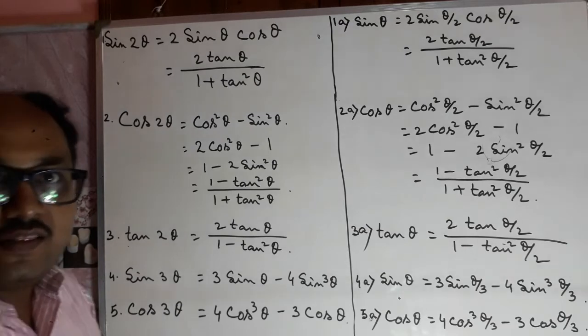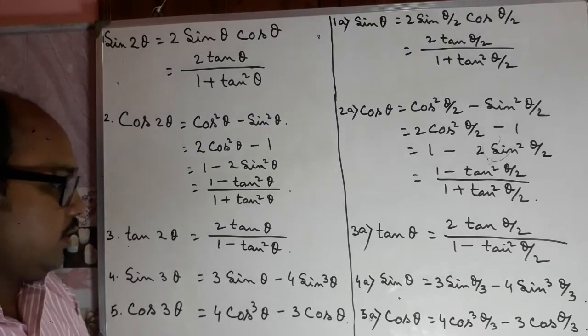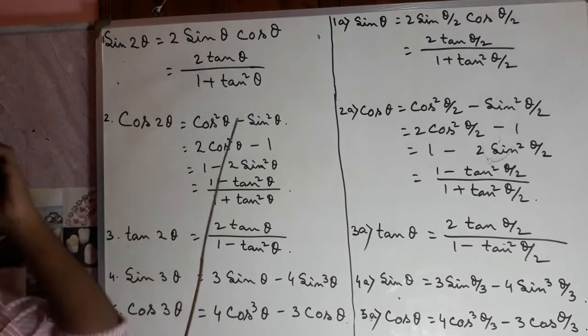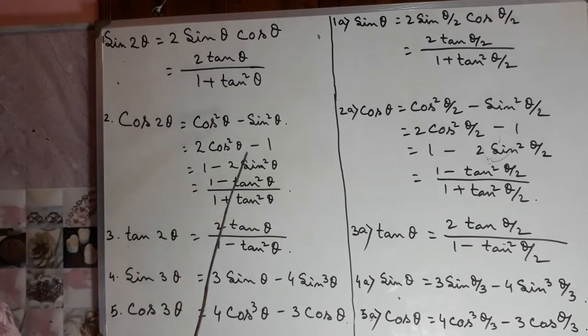So let us see again the formulas in multiple angles. Sin 2θ, that is 2 sin θ cos θ, or in terms of tan, 2 tan θ by 1 plus tan² θ. Cos 2θ, that is cos² θ minus sin² θ, 2 cos² θ minus 1, 1 minus 2 sin² θ, and in terms of tan, (1 minus tan² θ) by (1 plus tan² θ). Then tan 2θ, 2 tan θ by 1 minus tan² θ. Sin 3θ, 3 sin θ minus 4 sin³ θ, and cos 3θ, 4 cos³ θ minus 3 cos θ. Now these are the formulas of some multiple angles.